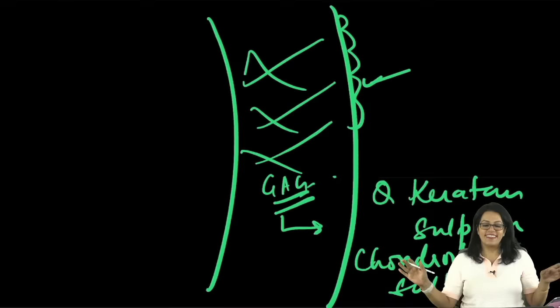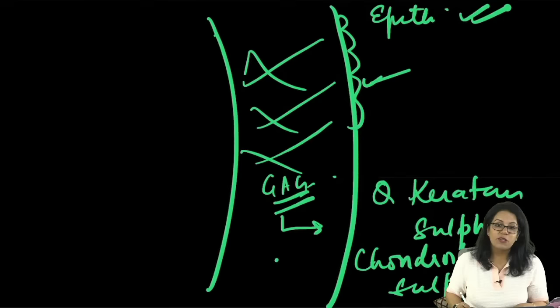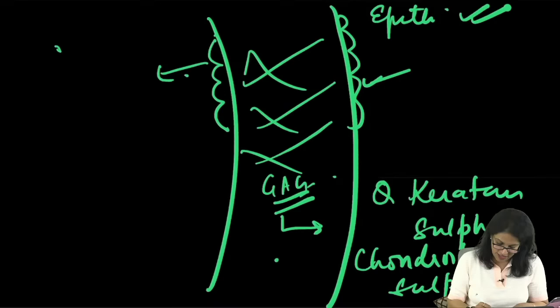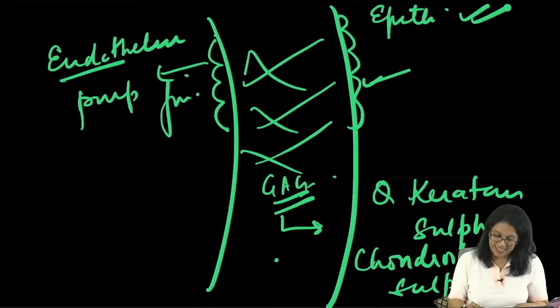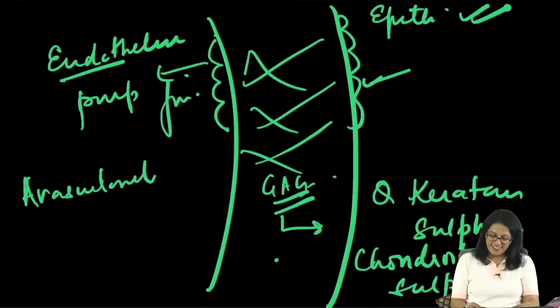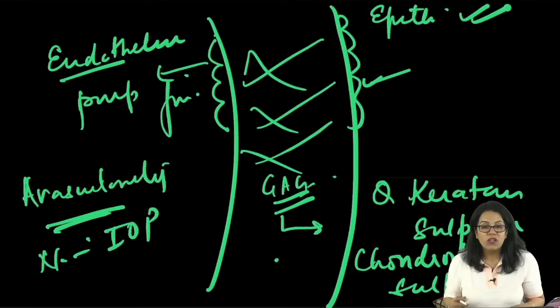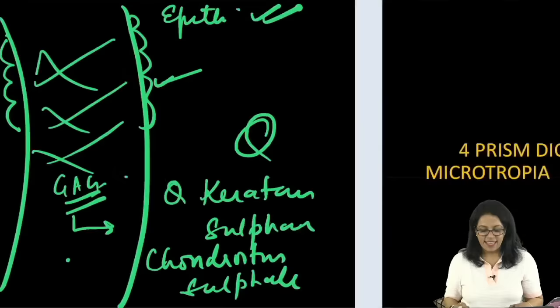And of course, this is the endothelium, this was the epithelium. So regular arrangement here, regular arrangement of the stroma, and of course the endothelial pump function, right? Anything else which contributes to transparency? Endothelial pump function. Yes, what other thing contributes to transparency is the avascularity of the cornea. Isn't it? Normal intraocular pressure. If pressure increases, again there can be edema. All these are contributing to transparency of the cornea. So this is again a cue, don't forget, keratan sulfate. Chalo, we come to the next point.